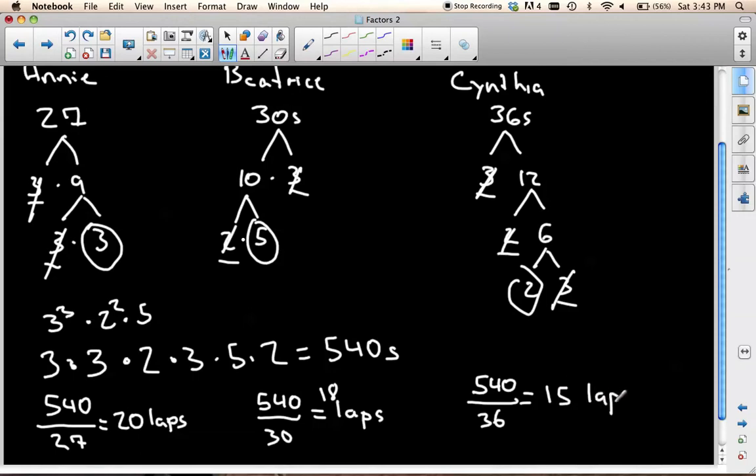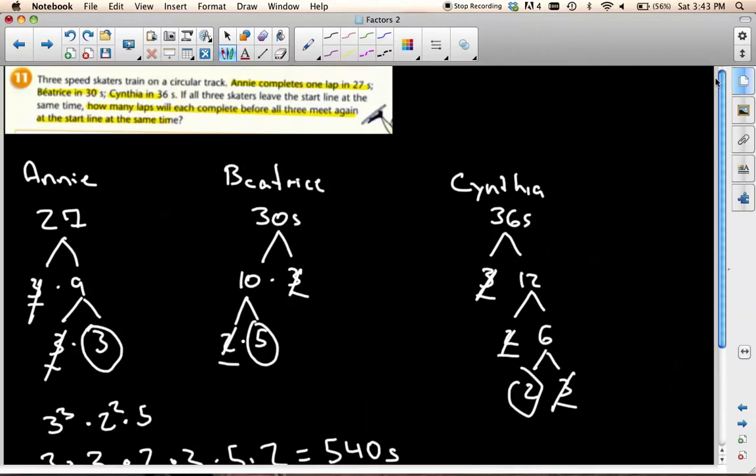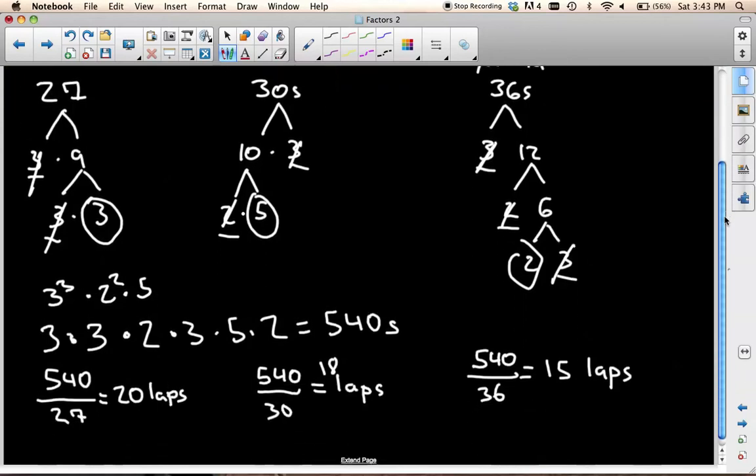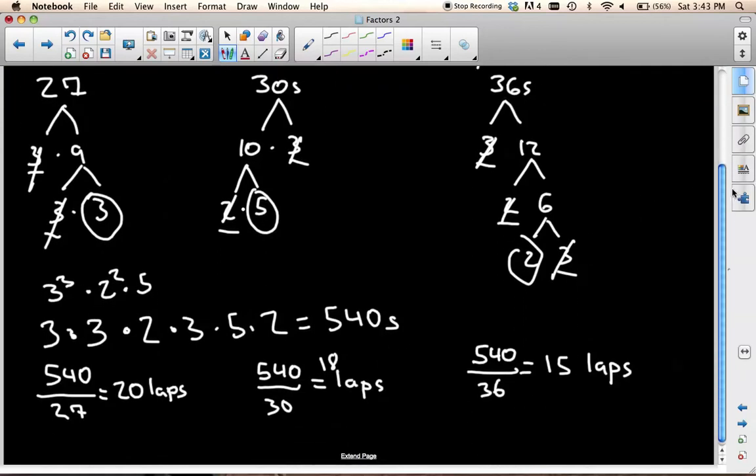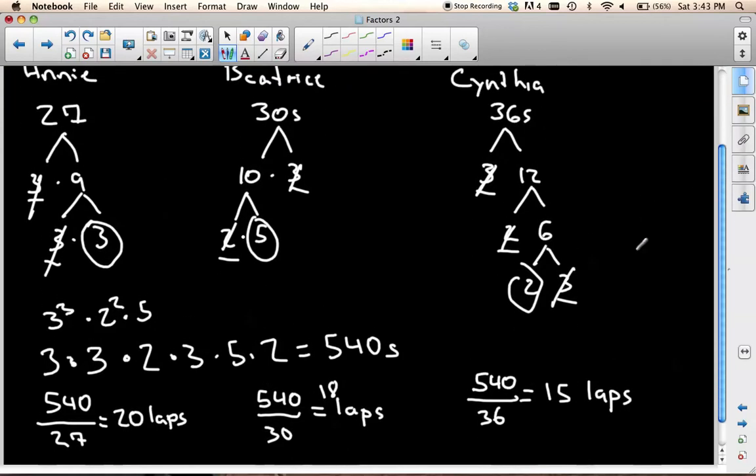So for them to meet at the starting line, it's going to take Annie 20 laps, Beatrice 18 laps, and Cynthia 15 laps. That's how many laps, so that's answering our question: how many laps will each complete before all 3 meet again? Well, Annie will complete 20, Beatrice will complete 18, and Cynthia will complete 15. That's how we find our least common multiple when we have more than 2 numbers.